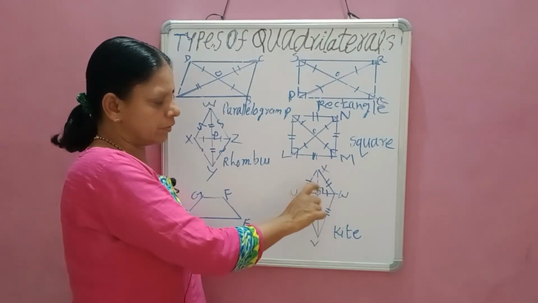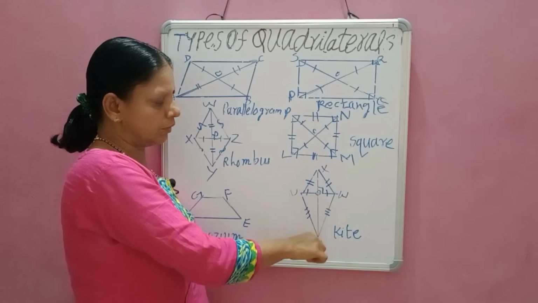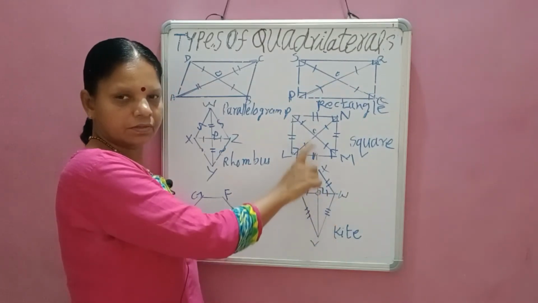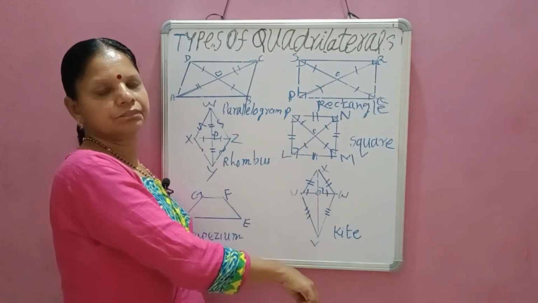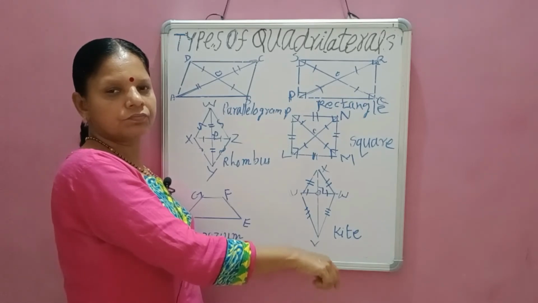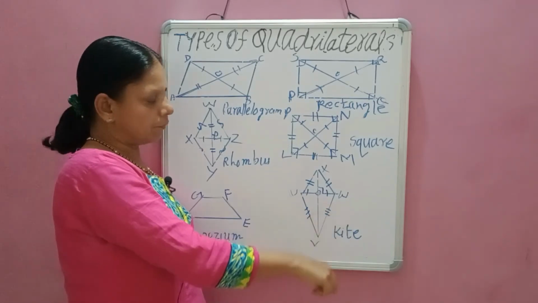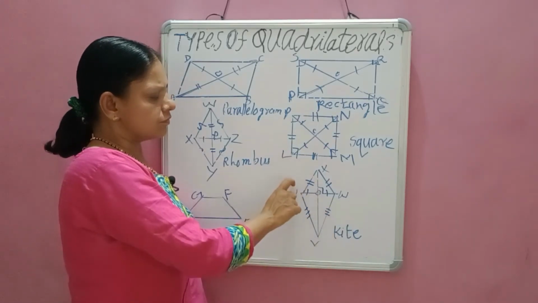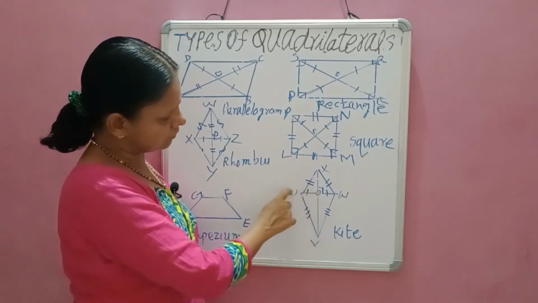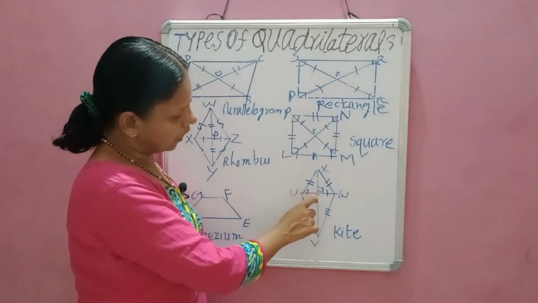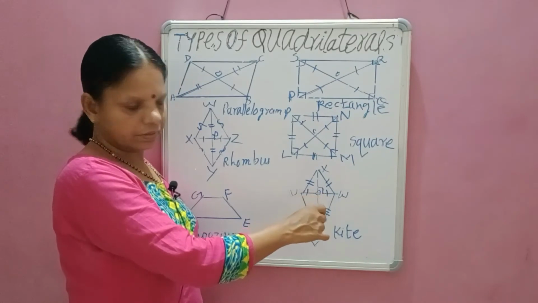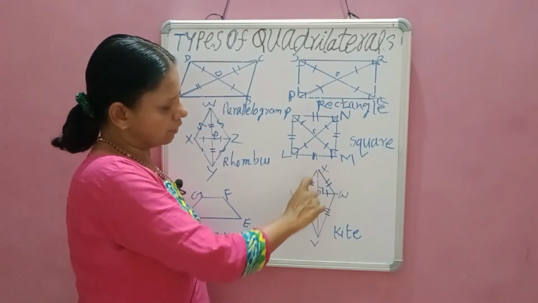Only one diagonal is bisecting. The longer one is not bisected. The shorter one is bisected by the longer diagonal. That is the definition of kite. And the property: it bisects means these two segments OB and OW are congruent. Clear? Now see this.